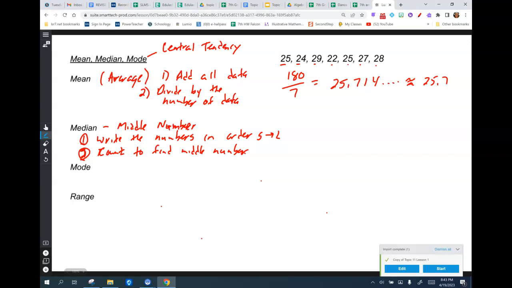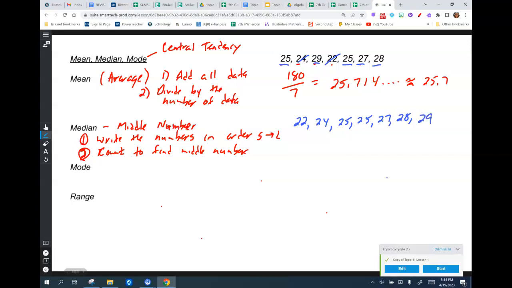Okay, so if I'm doing the particular one that we're here, I'm going to first write these in order from smallest to largest. So I have 22. And I'm just going to do a single line through them so I can come back to them if I needed to. 24. And I actually would probably just put an underline underneath it. I have a 25. I have another 25. I have a 27. I have a 28. And I have a 29.